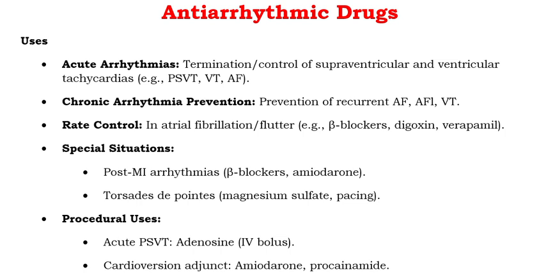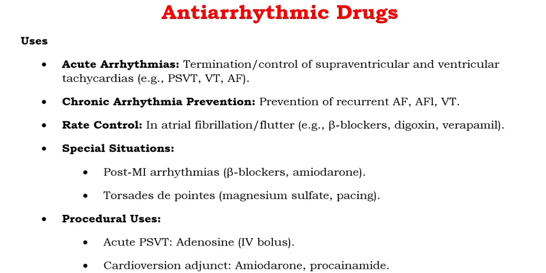What about stopping it from flaring up again? Yeah, that's the chronic prevention side. Using antiarrhythmics long-term to make it less likely for things like AFib, atrial flutter, or VT to come back. Trying to keep things stable. And I know sometimes, like with AFib, just controlling the speed of the heart is the main thing. Absolutely. Sometimes getting back to a normal rhythm isn't the main goal, or maybe it's just not possible. So in AFib or flutter, we might use drugs like beta blockers, digoxin, or verapamil just to keep the heart rate from going way too fast. That's rate control. Gotcha.